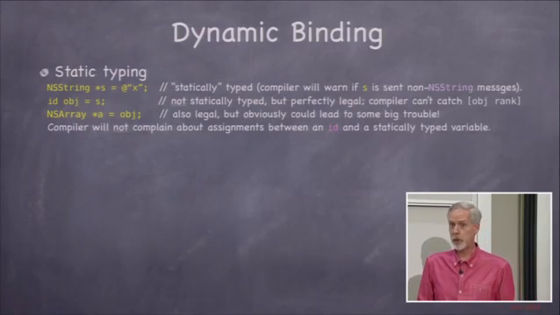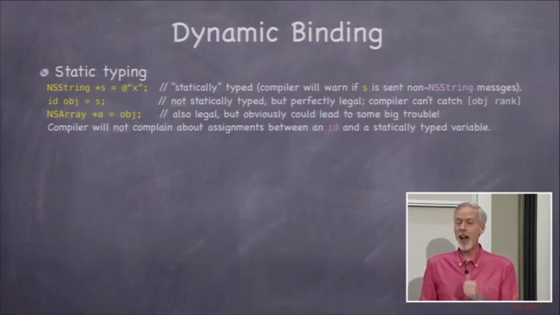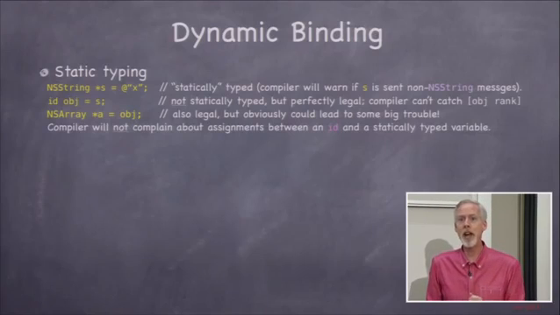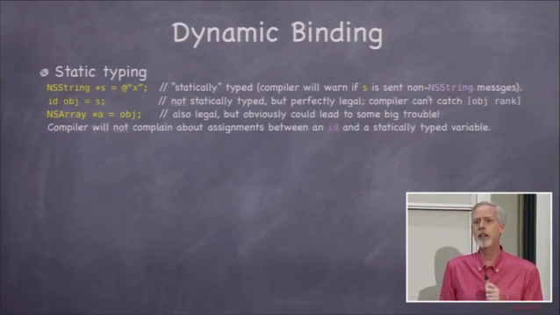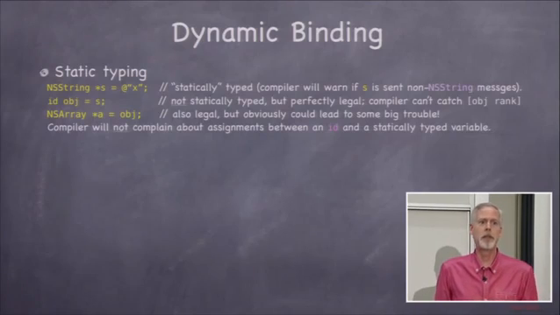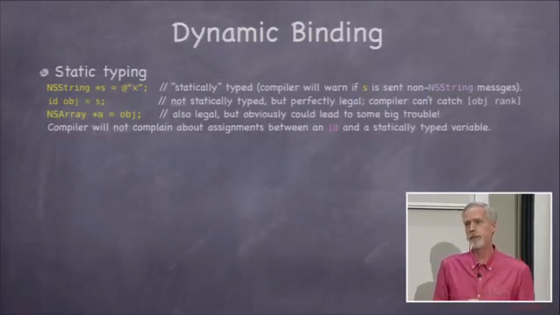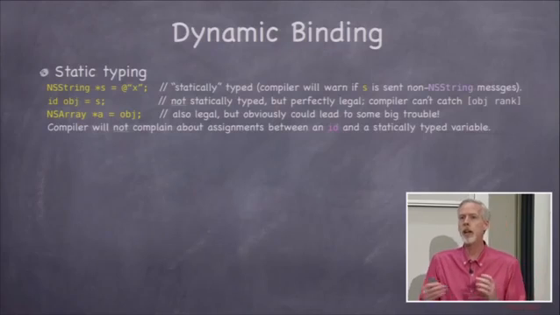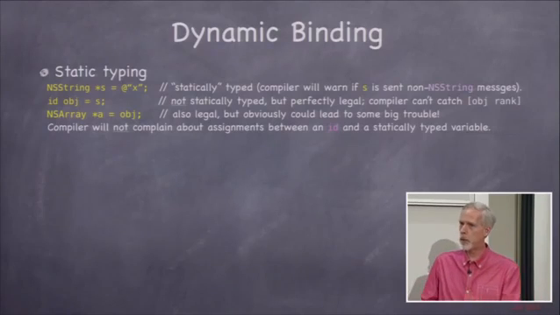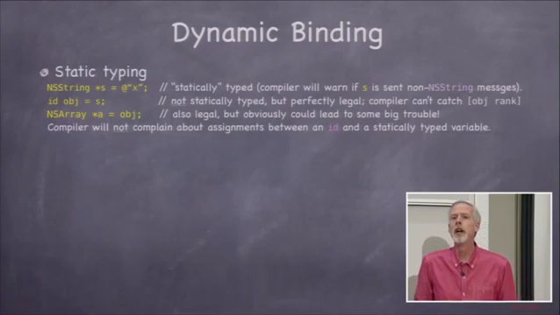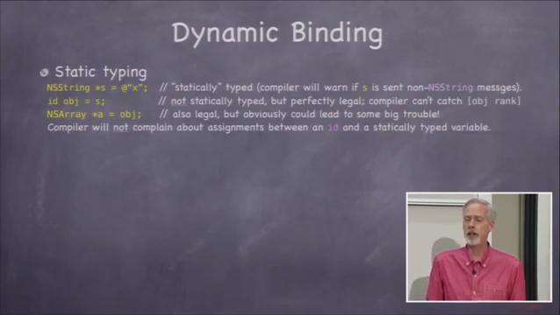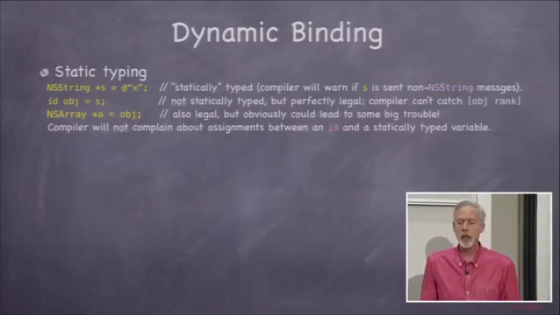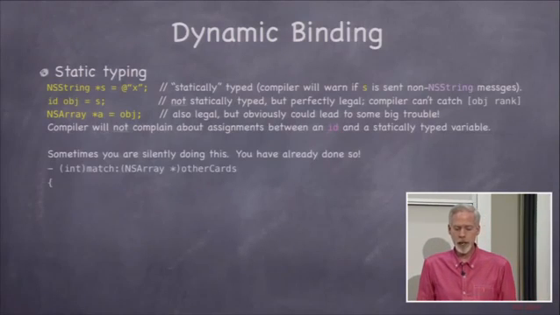You can also do this. NSArray star a equals obj. Now you have an NSArray variable that points to a string. Well, that's extremely likely to cause a problem. This is also legal because NSArray star a is a pointer to an object, and obj is a pointer to an object, so it allows this assignment. Very dangerous, obviously wrong. If these three lines of code are there, that's clearly wrong. You would not want to have an NSArray pointing to an NSString. So id can be dangerous in this way.